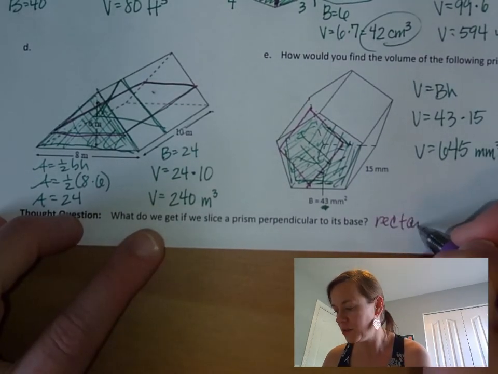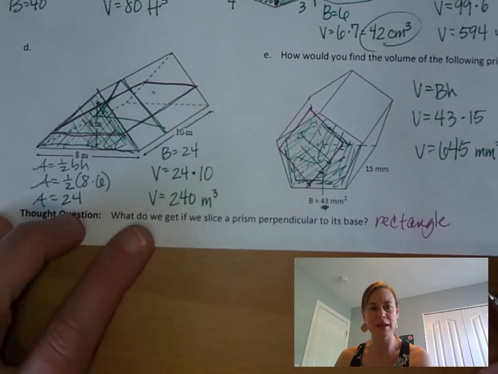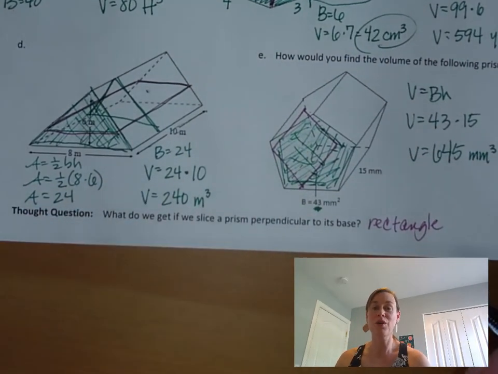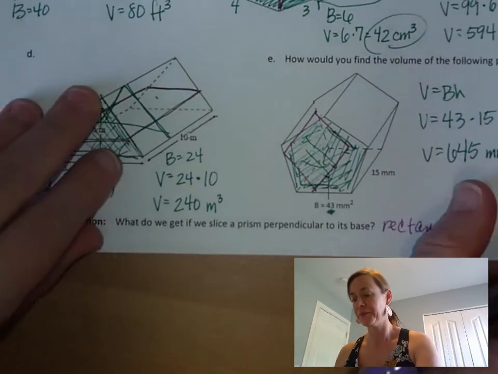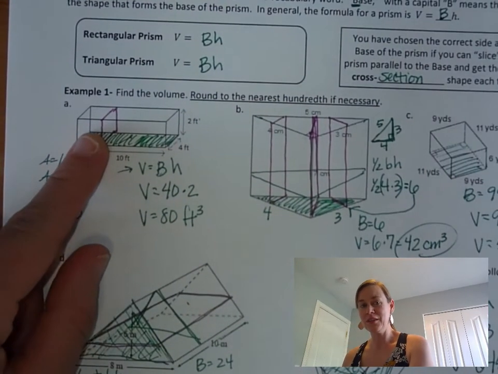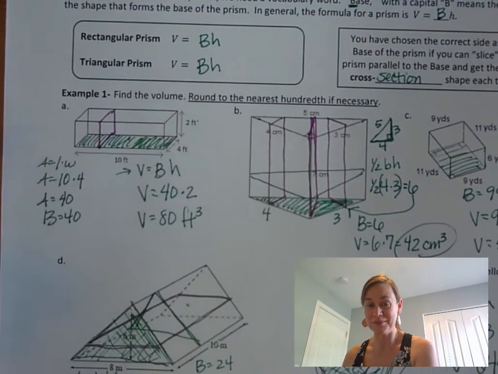Interesting, right? If you go parallel to the base, you'll get the same shape as the base, kind of like a cross section. But if you go the other way, you're always going to get a rectangle. So what do you get with a rectangular prism? Both ways you get a rectangle.